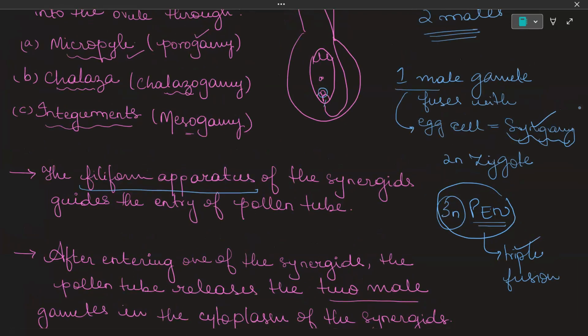Got it? Got it, ma'am. So one male gamete will fuse with the egg cell and the other will fuse with the polar nuclei.